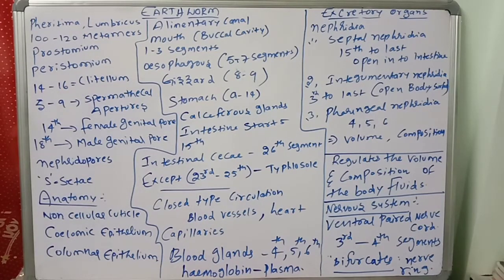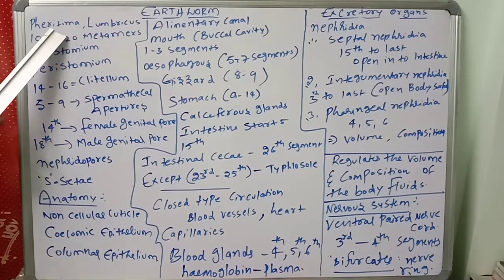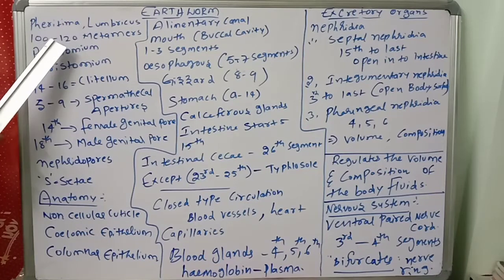Earthworms have a long cylindrical body. The body is divided into more than 100 short segments which are similar. They are called metameres. The number of metameres is 100 to 120.